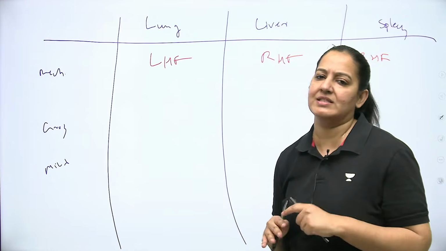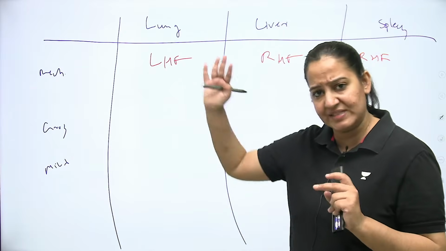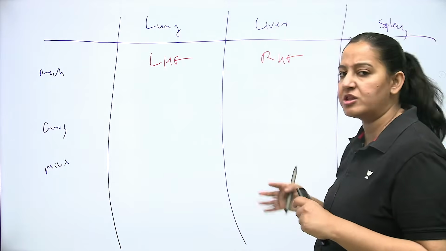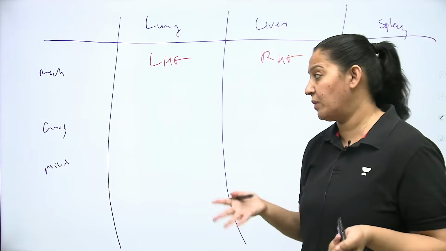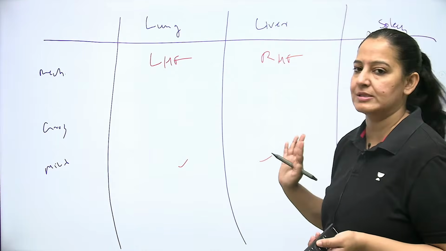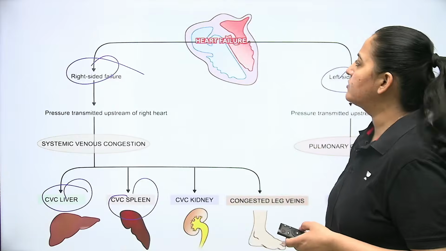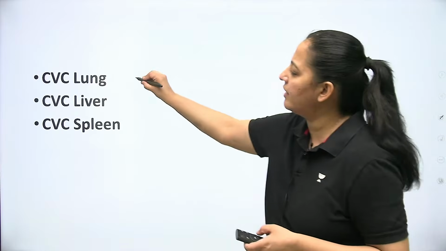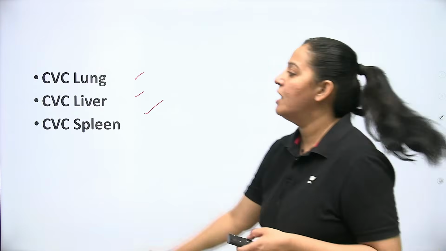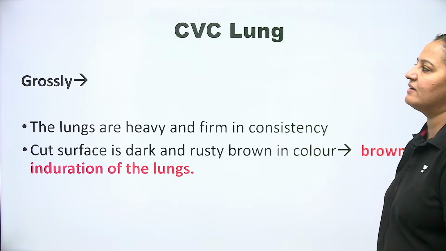Expect one of the CVCs in your exam. It is a very common, frequently asked question in the university exam: write a short note on CVC lung, CVC liver or CVC spleen. All 3 will not come. One will come, but we don't know which one. So you should know the gross and microscopy of all, right? Lung, liver, spleen, 3 CVCs. Chronic venous congestion or chronic passive congestion. Shall I start? I'm starting CVC lung.